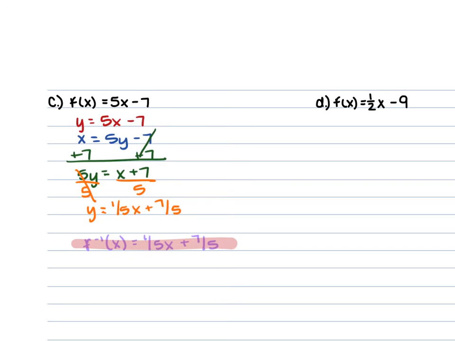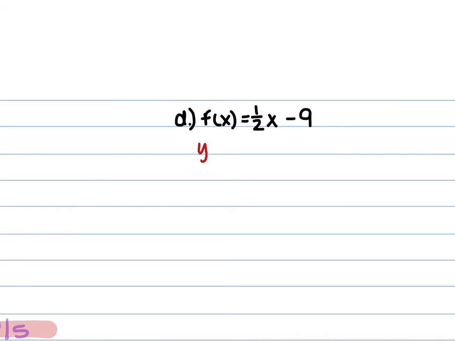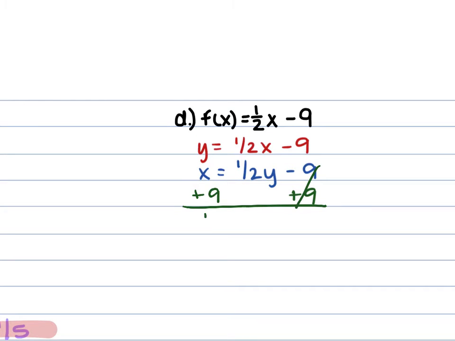For d, we're given f of x is equal to 1 half x minus 9. So this is y is equal to 1 half x minus 9. I'm going to switch my x and y, so x is equal to 1 half y minus 9. Move the 9 over by adding it to both sides. So we have 1 half y is equal to x plus 9.